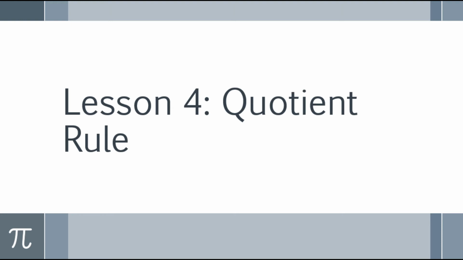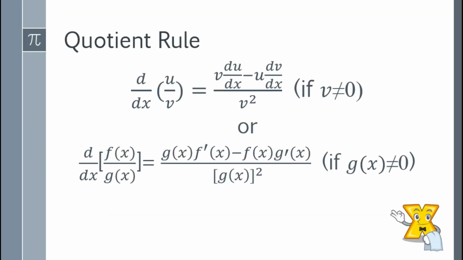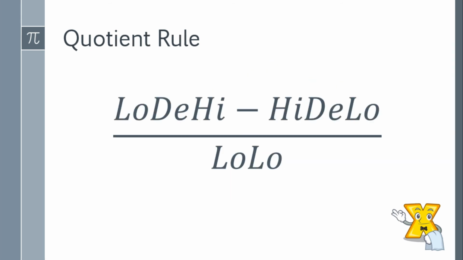Next lesson tayo, we're going to discuss quotient rule. So quotient rule ay dalawang formulas na pwede mong gamitin. Ayun yung nasa screen, kaso may mas madali dyan. Ituturo ko sa inyo. Ito ang low di high minus high di low over low low.